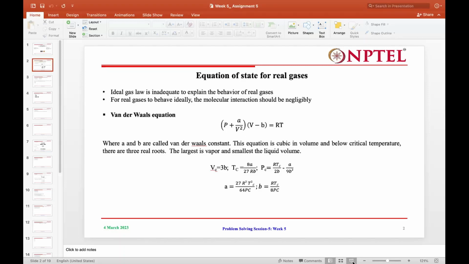The question: which of the following is not an equation of state? Can someone tell the answer? This is an equation of state. This is also an EOS. This is Charles equation, where V is directly proportional to T. This is not an equation of state. Now the Holborn equation we will discuss in the next topic. So the answer is B.